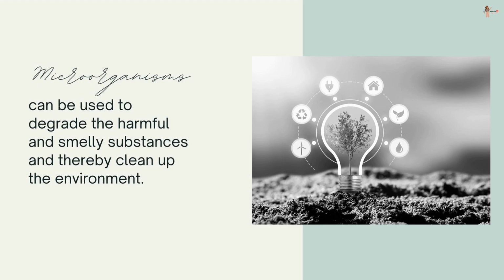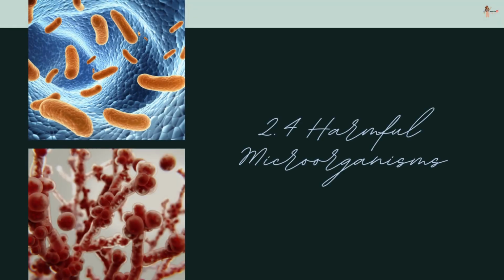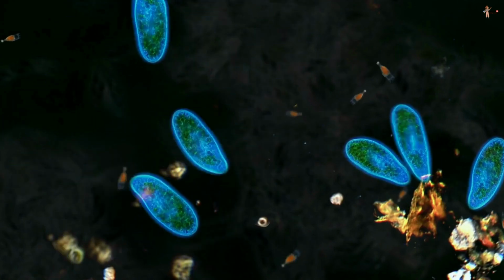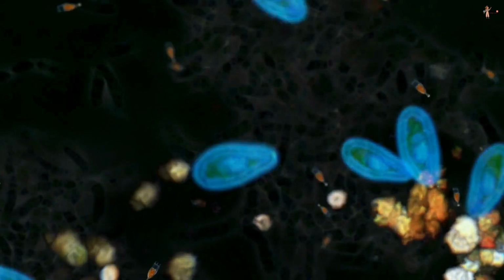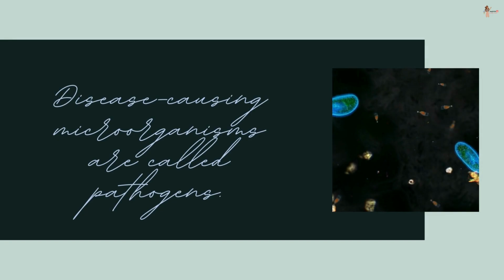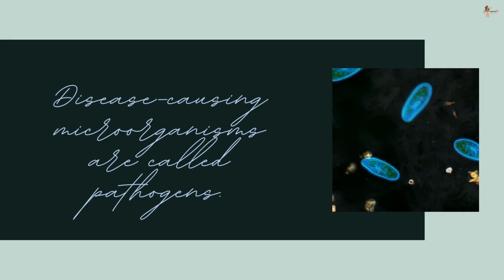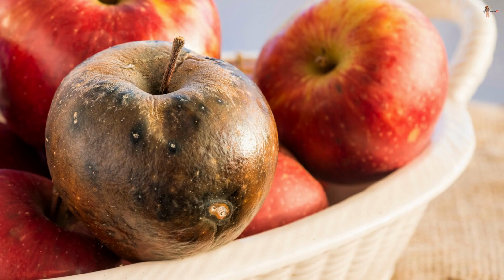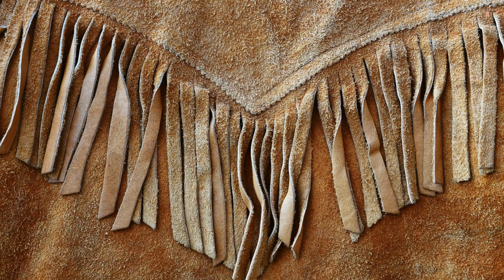So, till now, we have learned about friendly microorganisms. Now, let's talk about harmful microorganisms. Microorganisms are harmful in many ways. Some of the microorganisms cause diseases in human beings, plants, and animals. Such disease causing microorganisms are called pathogens. Some microorganisms spoil food, clothing, and leather. Let us study more about their harmful activities.